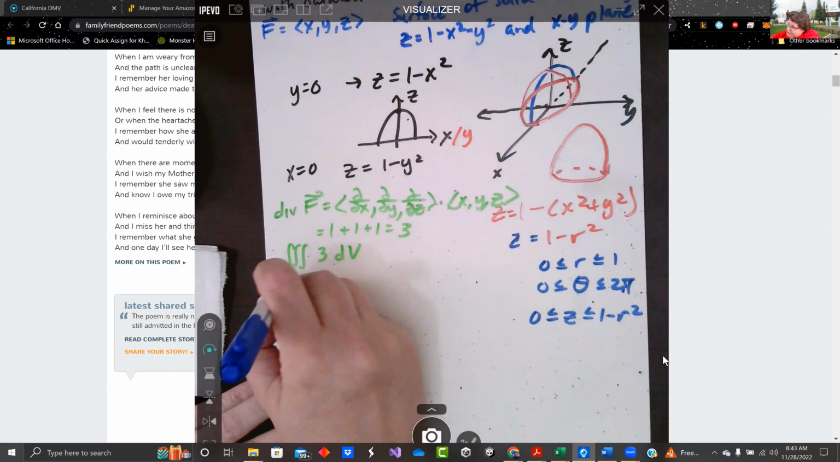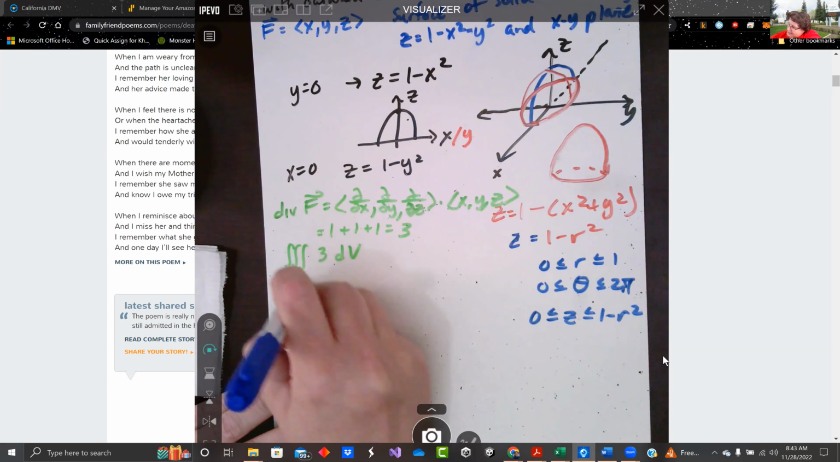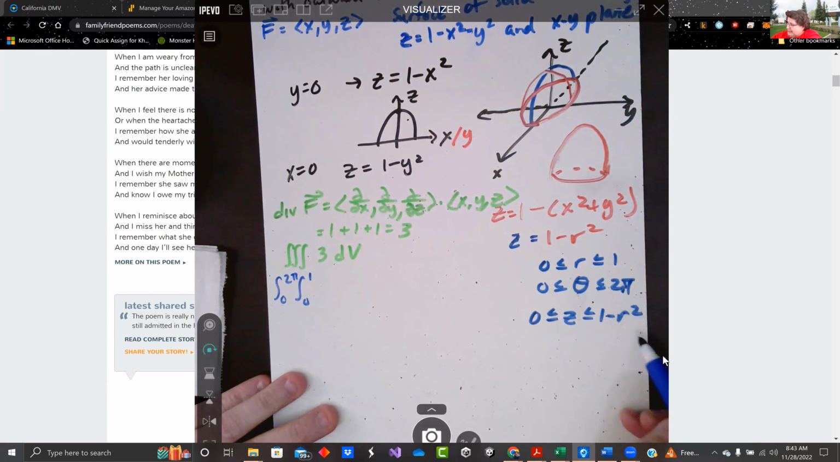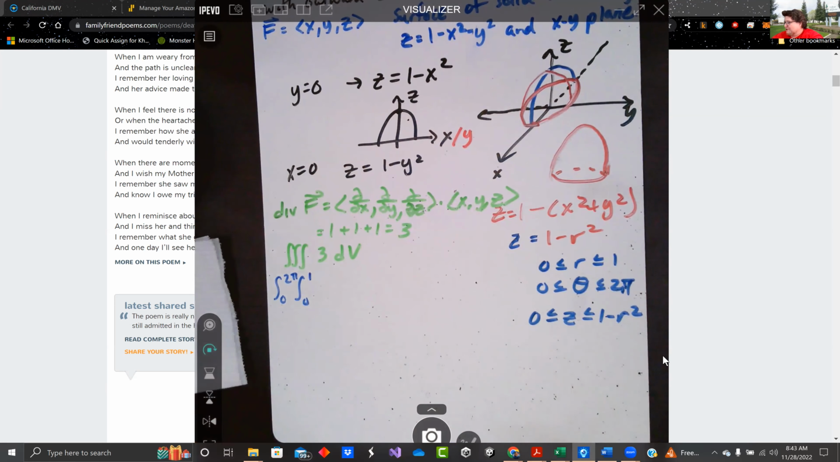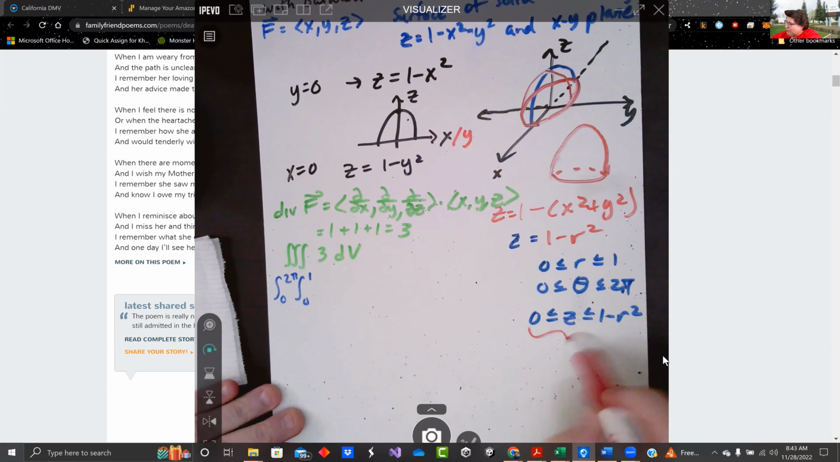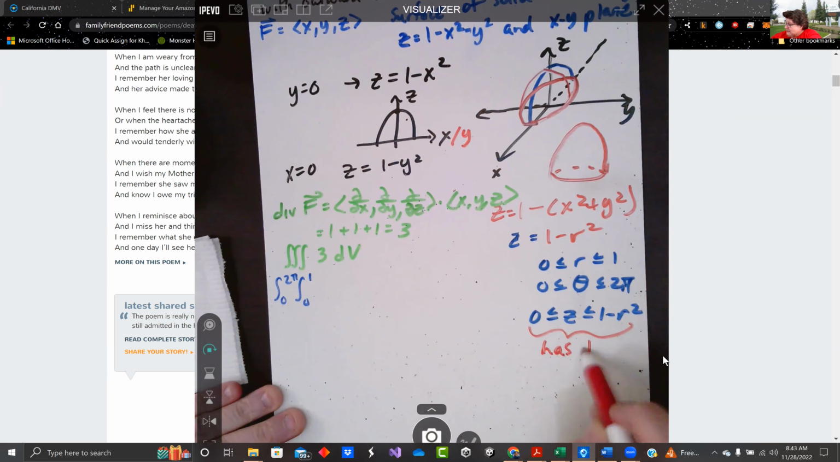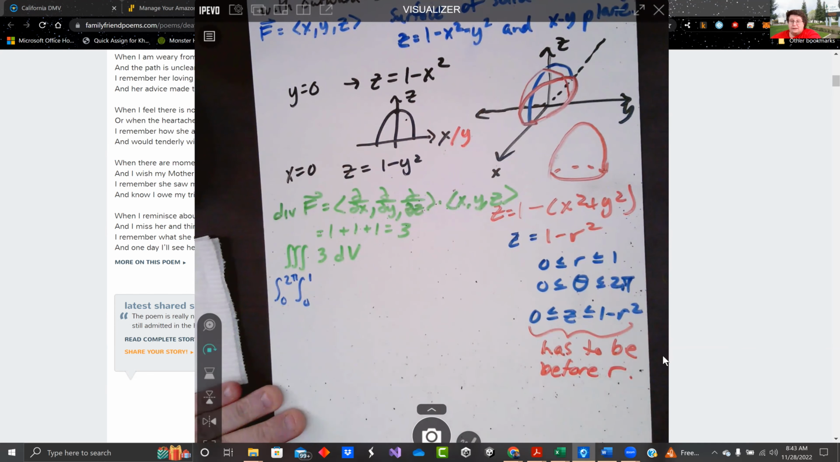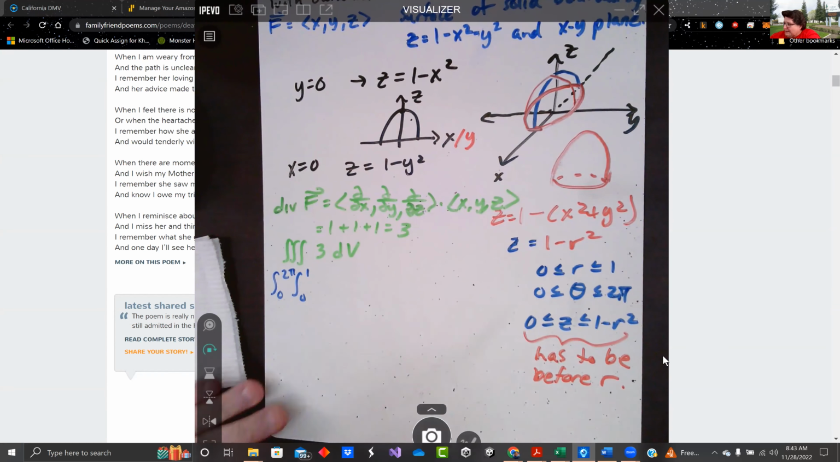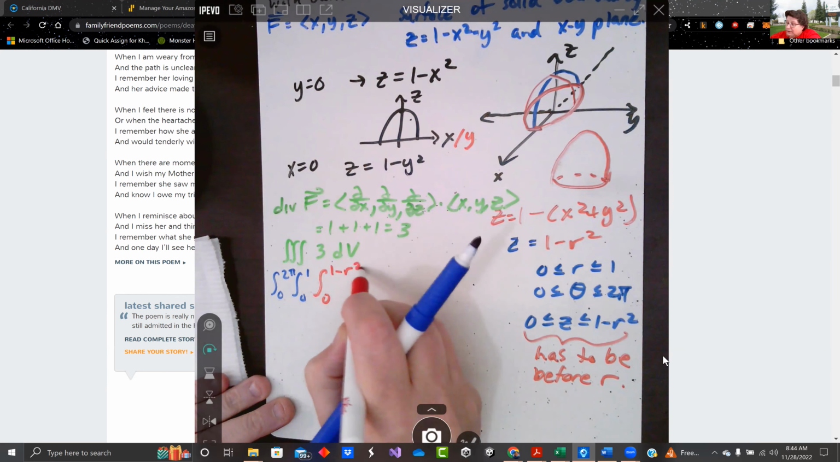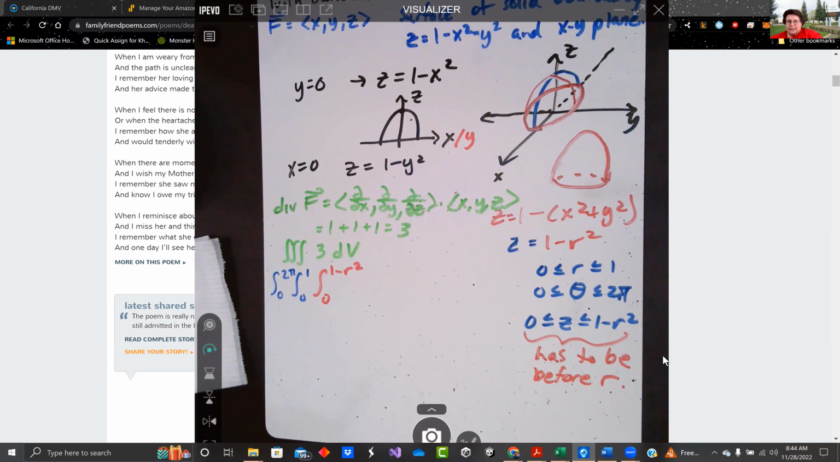So if I do the 0 to 2 pi on the outside and then 0 to 1, I definitely need this one to go first. This has to be before r. It's absolutely vitally important that we do this one first, or at least before r. We could probably squeeze in theta before that, but z has to be done before r because r is in the limits of integration.